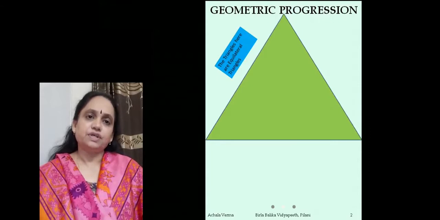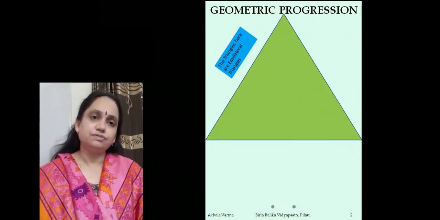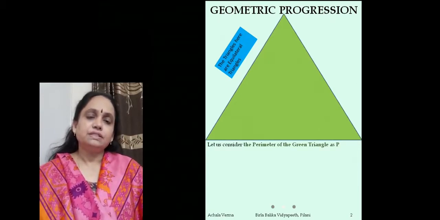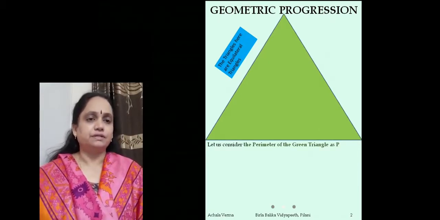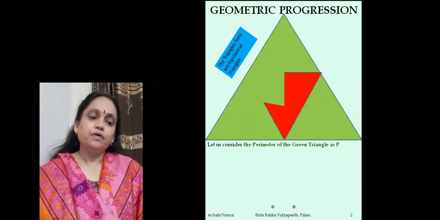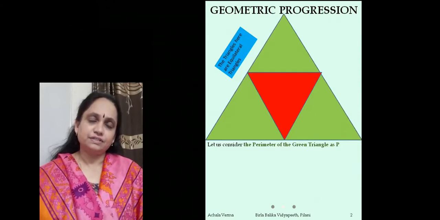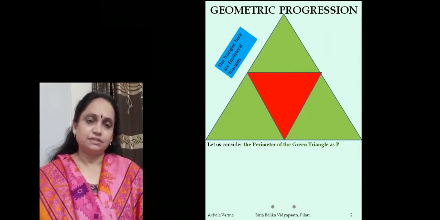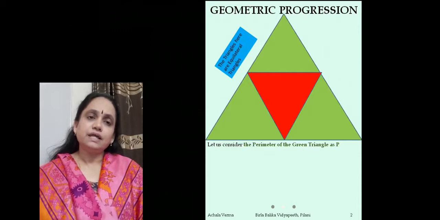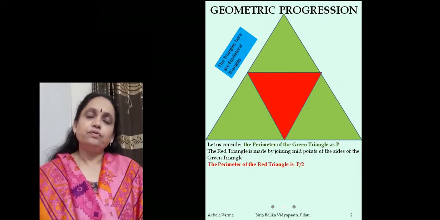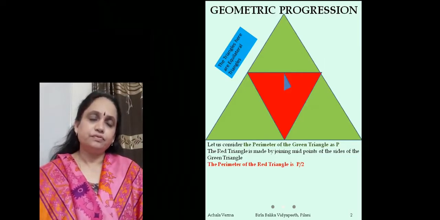Let us take a triangle. This is an equilateral triangle with all its sides equal. Let us consider the perimeter of this triangle as P. Now, when we join the midpoints of the sides of this triangle, we get another triangle. You can see that the sides of this red triangle would be exactly half of the sides of the green triangle. Therefore, the perimeter of this red triangle becomes half of the perimeter of the green triangle.